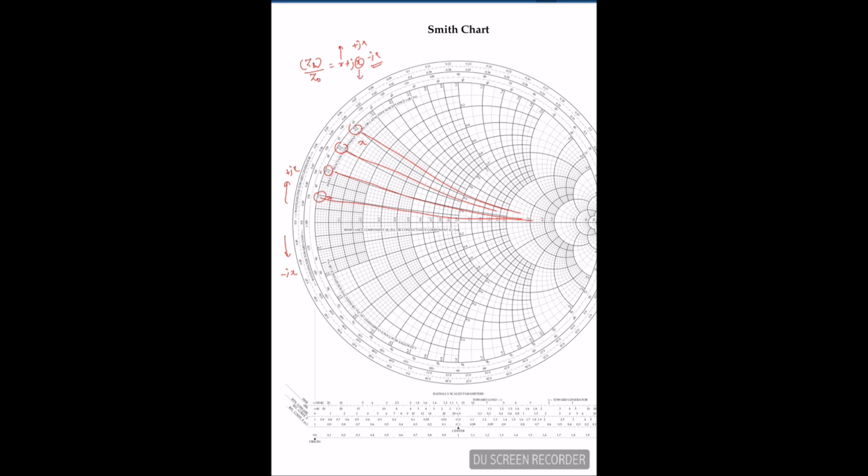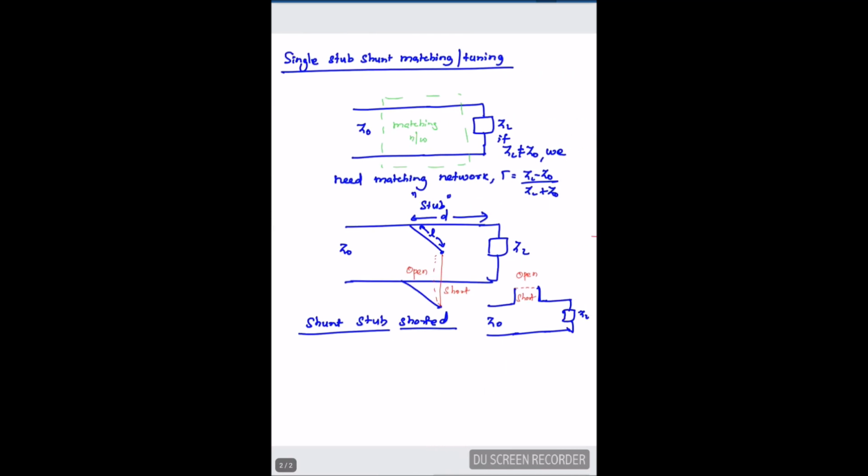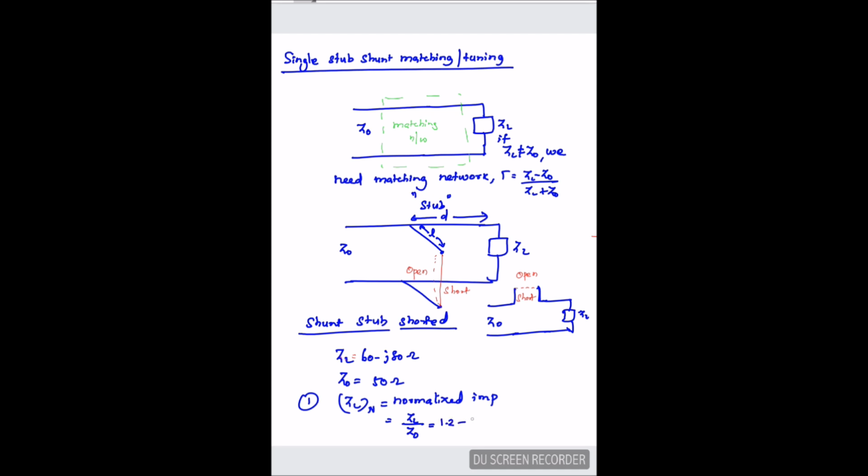In this given problem, I can just rewrite this. In the given problem, the load is 60 minus j80 ohms, and the characteristic impedance is 50 ohms. So the first step in the Smith chart is that I have to normalize this impedance. This is called the normalized impedance. I take the given impedance and divide by the characteristic impedance, so I will get roughly 1.2 minus 1.6j. So this is my normalized impedance.